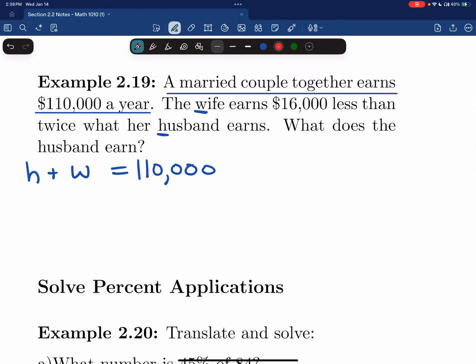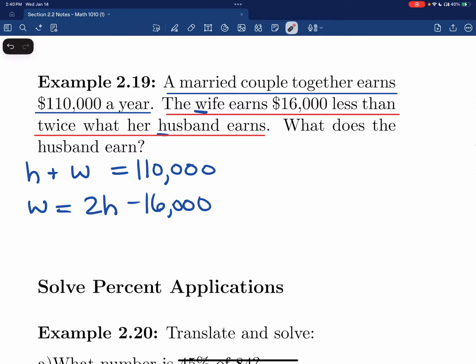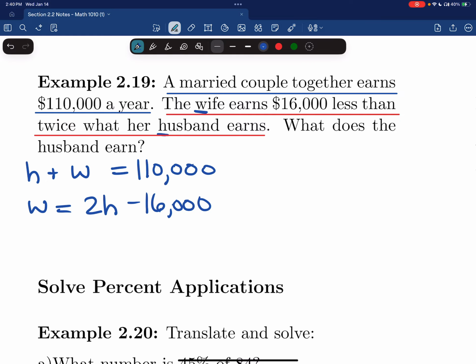Let's move on to the next sentence. The wife earns $16,000 less than twice what her husband earns. Let's turn that into an equation. So we could say W equals 2 times H minus 16,000. Let's explain. So the wife makes 16,000 less than 2 times her husband. This should make sense now.